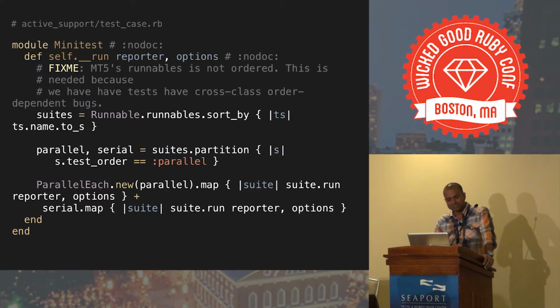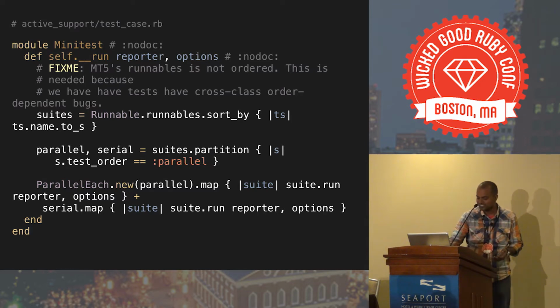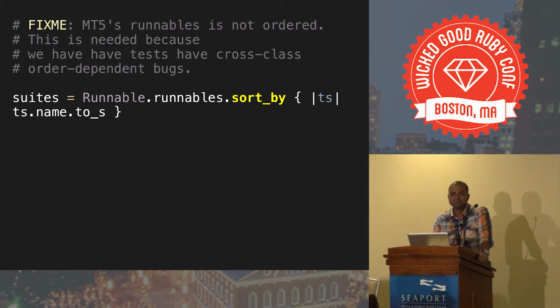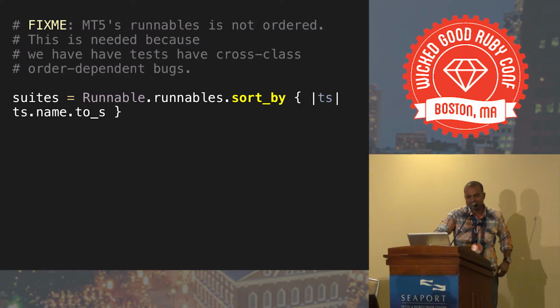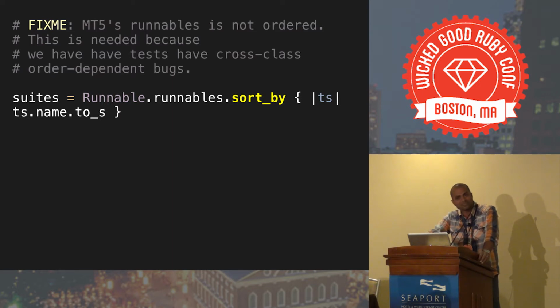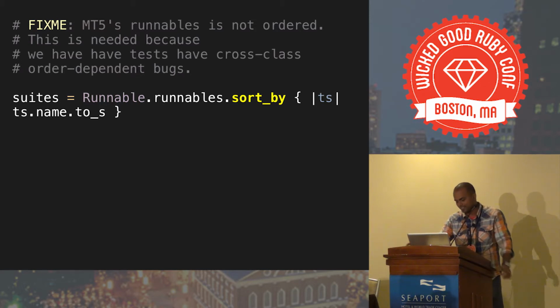This is the code also from ActiveSupport TestCase. Here we have a self._run, and then we have a big FIXME. If you're not able to read it, I took that code out and it's in a different slide. FIXME: MT5 is Minitest 5, Runnable is not ordered. This is needed because we have cross-class order-dependent bugs. So pay attention to the code which is highlighted in yellow. We are overriding the run method of Minitest 5, and we are sorting it by its name.